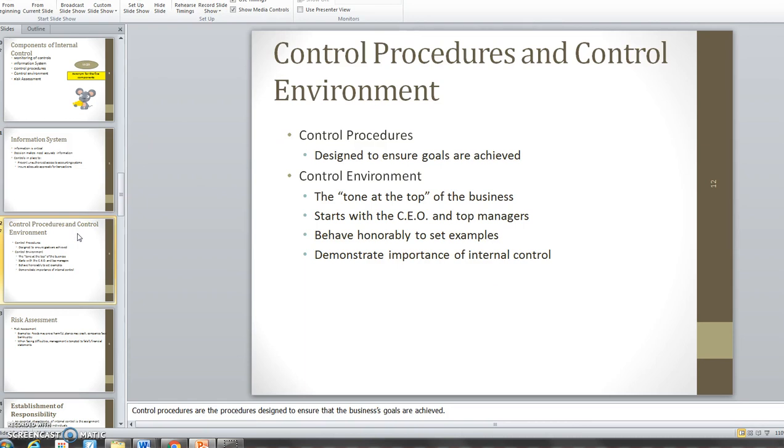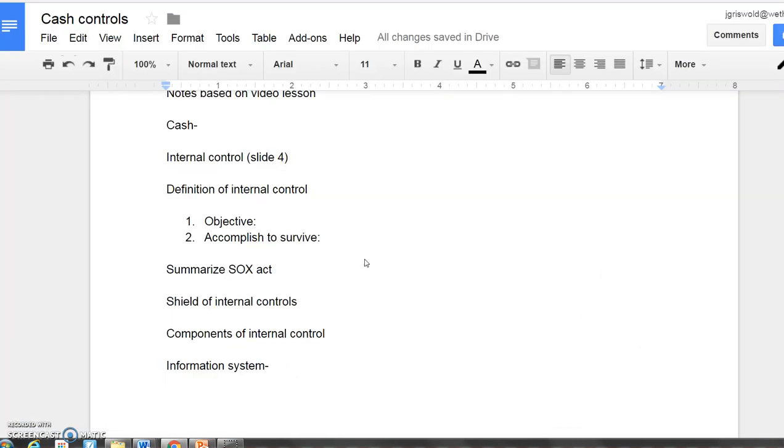Procedures, designed to ensure goals are achieved. The tone at the top, you send the message from the top. It starts with the CEO. You behave honorably, you set an example, demonstrate importance. So again, the control environment. Summarize that.